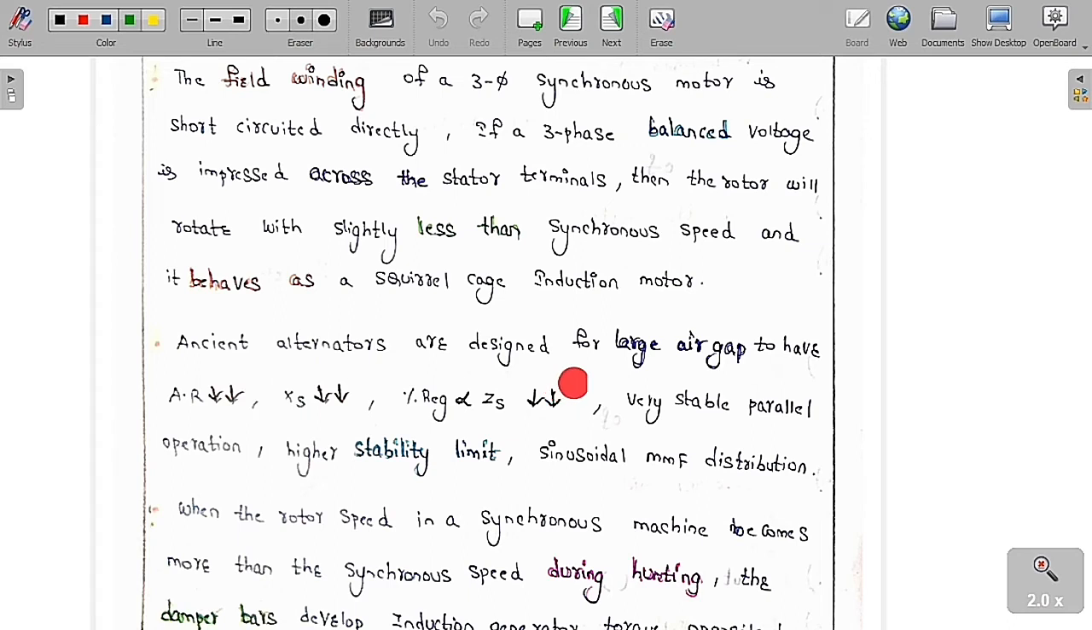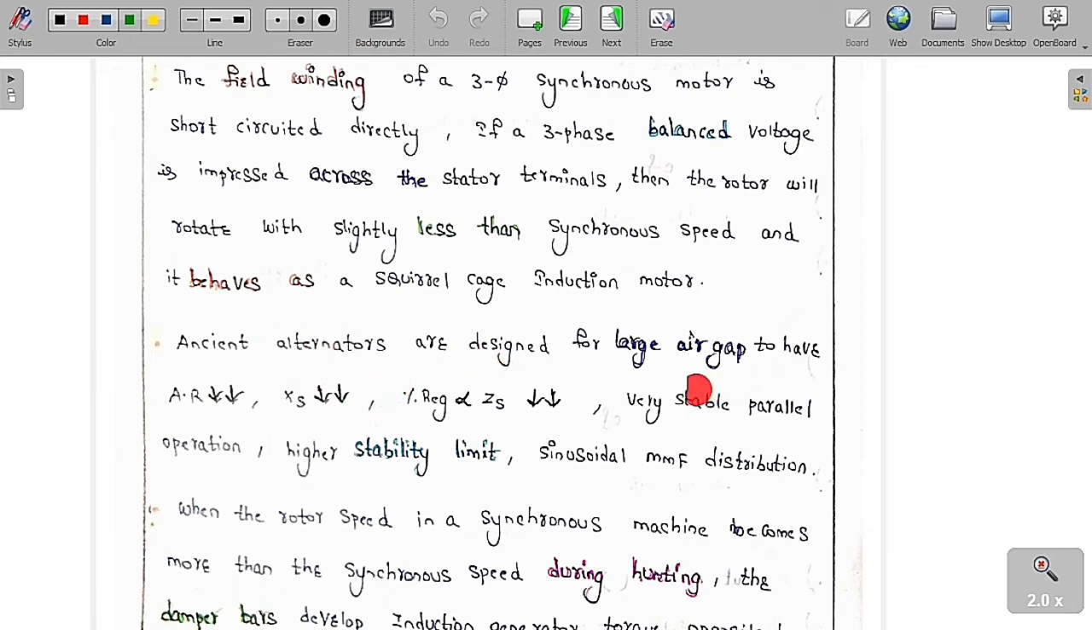Salient pole alternators are designed for a large air gap to have armature reaction decrease. So XS decreases, and therefore the percentage of regulation will decrease because it is directly proportional to ZS. They have very stable parallel operation, a higher stability limit and a sensible MMF distribution.